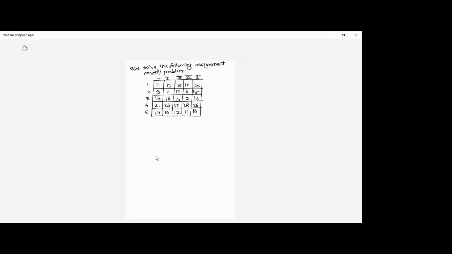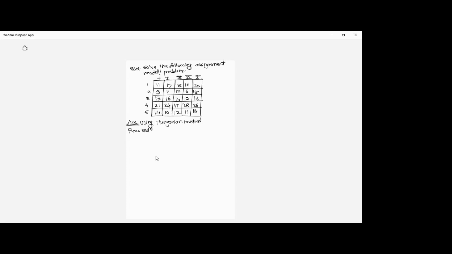Right. So this is the question that they have given us. Solve the following assignment model, and now we are going to apply the algorithm that we have seen. So what is the first thing that we have to do? We have to go for row reduction and column reduction. So using the Hungarian method, the first thing that we have to do is row reduction.